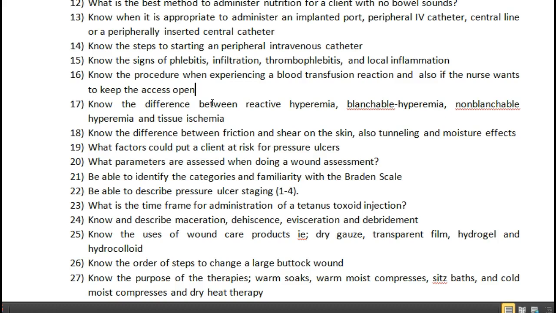The compatible thing that you would run blood with is always normal saline. You would infuse it with normal saline.